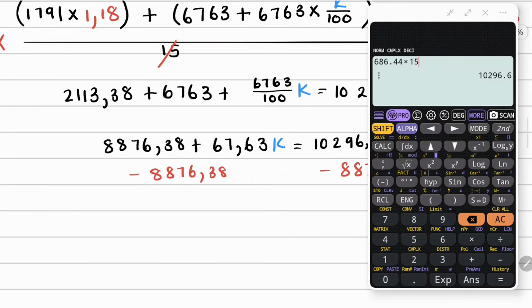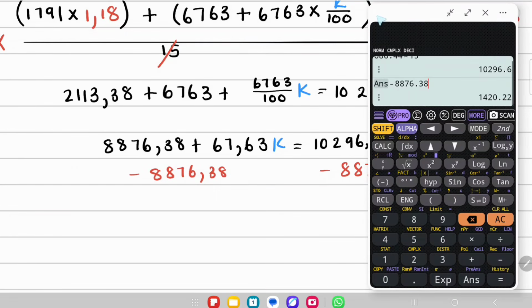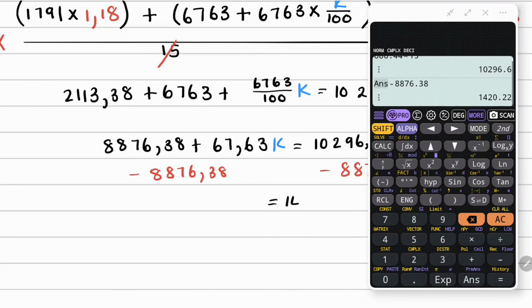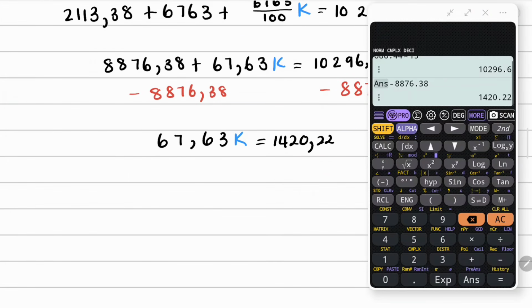When we subtract that, you see we're going to get 1,420.22. And here, these cancel. So you're left with the 67.63k. That's what we'll be left with here. And then to solve for k, finally, we're just going to divide both hand sides by 67.63, and that will give us our answer for k.